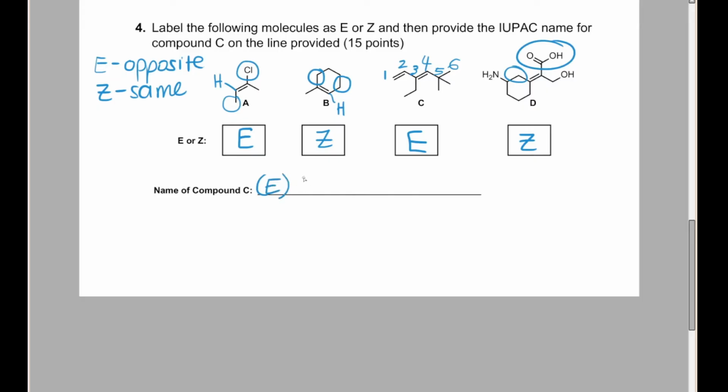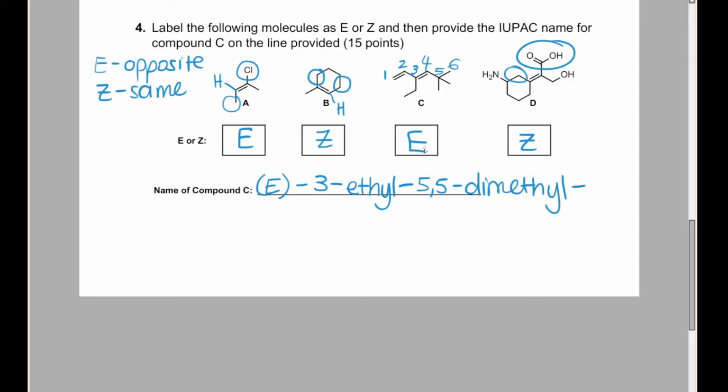You can write 3E and you'll get full credit, but I think it's simpler to just keep it at E. Then the next thing we want to do is order the substituents in alphabetical order. So these are two methyl groups, and then this is an ethyl group. And obviously E comes before M in the alphabet. So we're going to write 3-ethyl first. And then since there's two methyl groups here, that's 5,5-dimethyl.